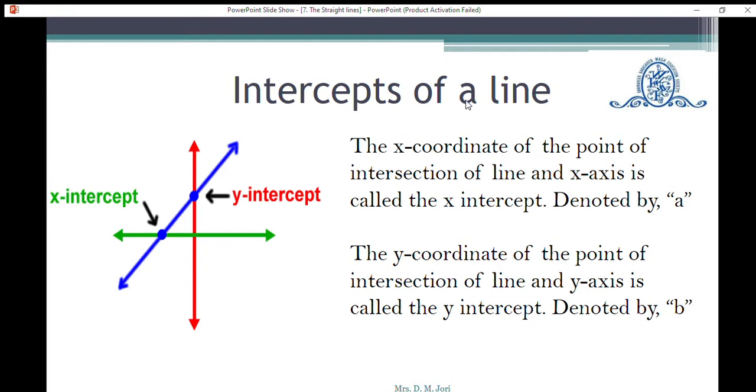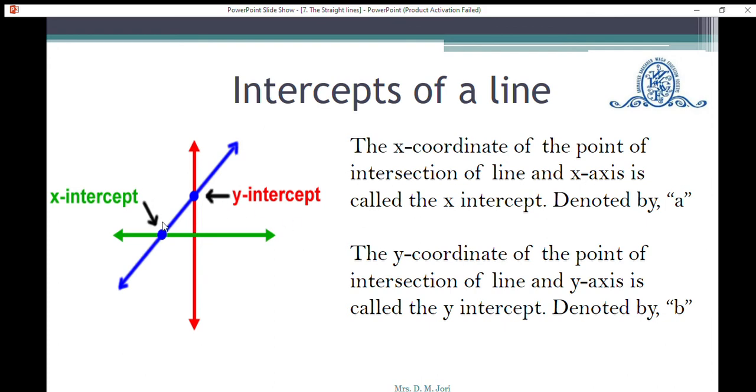Next point is intercepts of line. Intercepts, it's not intersect, it is intercept. To find intercept of any straight line, remember that there are two intercepts, x-intercept and y-intercept. So what is meant by x-intercept? The x-coordinate of the point of intersection of line and x-axis is called x-intercept.